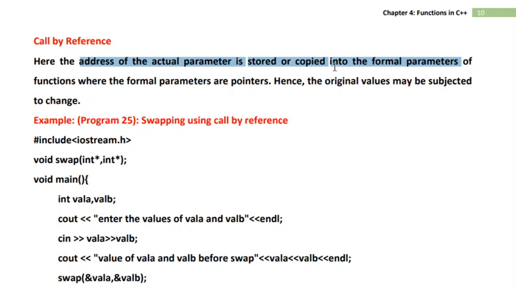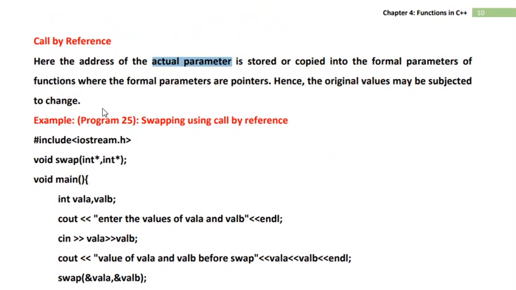So in case of call by reference, what you do is you store the address of the actual parameter into the formal parameter. So since formal parameters are pointers, any change brought about using the formal parameter will be reflected to the actual parameter. So this is the major distinction between call by value and call by reference, right?